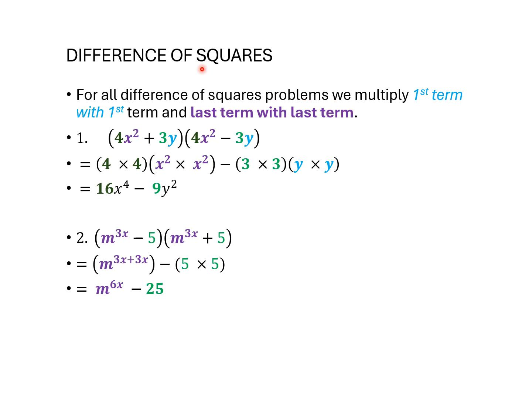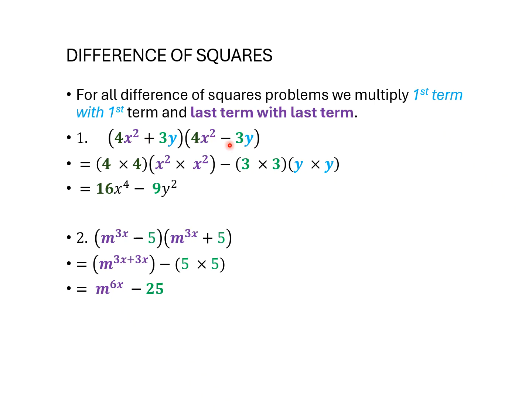So for difference of squares, we see that the terms are the same in both brackets, but the only thing that's changed is the signs. We will ensure that we multiply only the first term with the first term and the last term with the last term. Very important. I hope you've got that. So if the terms in the brackets are the same, but the signs are different, positive and negative, we only multiply first term with first term and last term with last term. So if you look here, I've got 4x squared and 4x squared, exactly the same. 3y and 3y, exactly the same, but that one is positive and this one's negative.